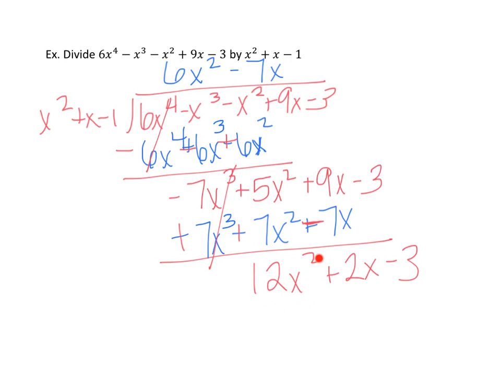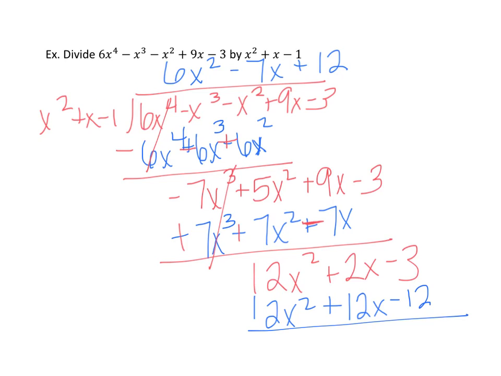X squared times what gives me 12x squared? Positive 12. 12 times x squared, 12x squared. 12 times x, positive 12x. 12 times negative 1, negative 12. Change my signs and combine. I'm going to have a negative 10x plus 9. In this case, I have a remainder. So I'm going to add on my remainder, negative 10x plus 9.